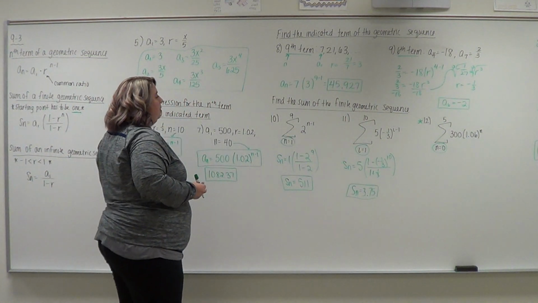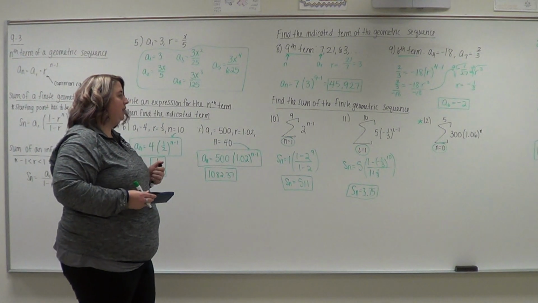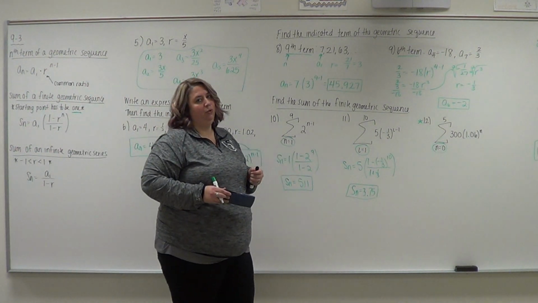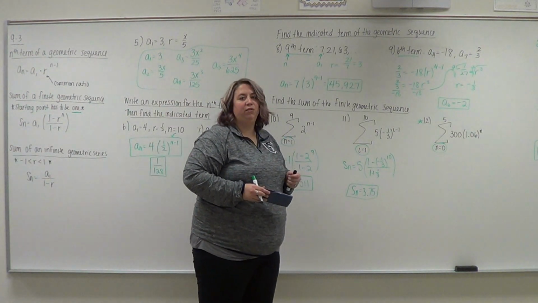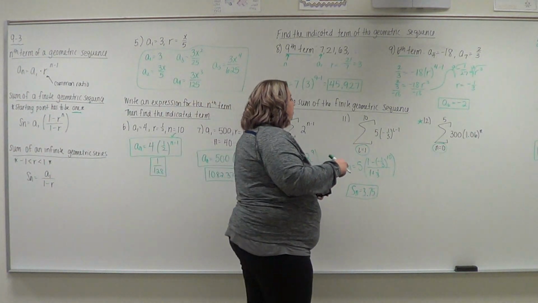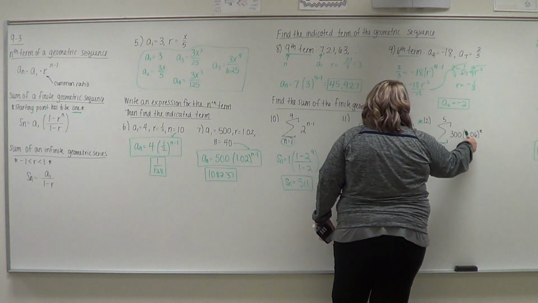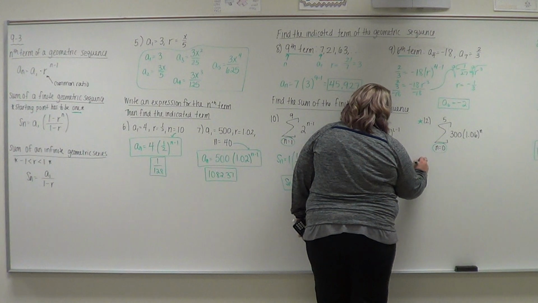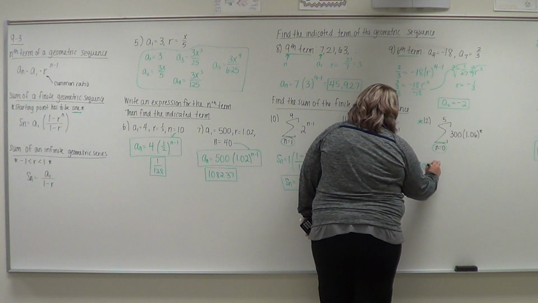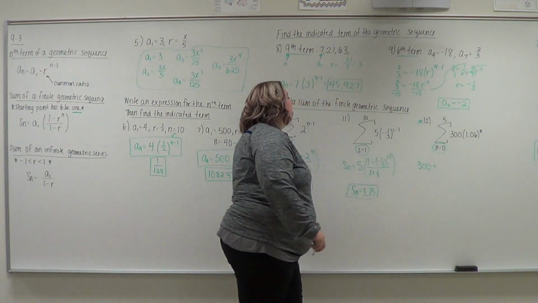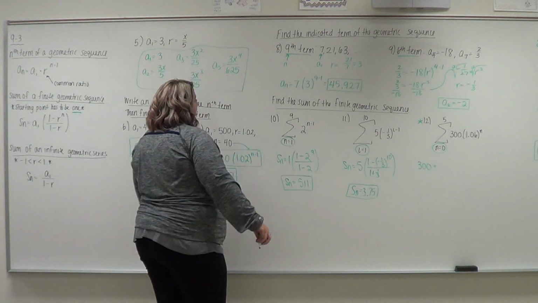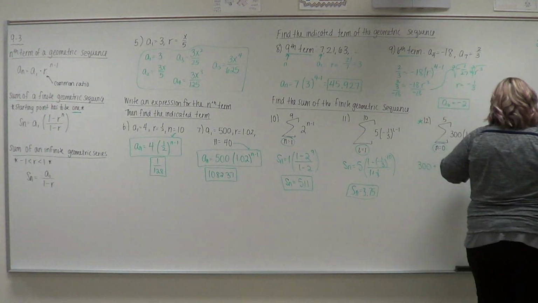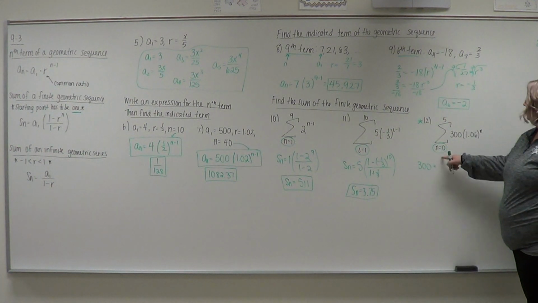Okay, number 12. Number 12 is different because it doesn't start with 1. So what we're going to have to do is find the 0 term first. So I'm going to plug in 0. 1.06 to the 0 is 1, times 300 would be 300. Plus, okay, then we're going to use this formula. But I can't, this is not a 1, because this is what the number is when this is 0.